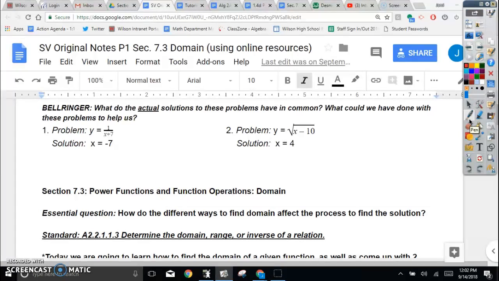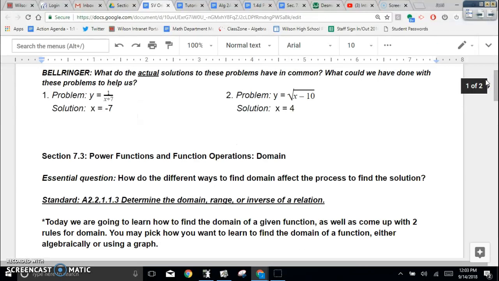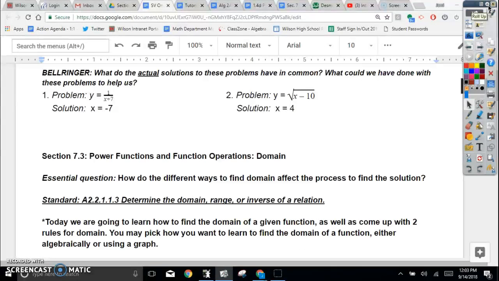What you're looking at is the 7.3 domain parts of your notes, which will be the first thing we're going to cover in 7.3. Before we get into that, let's start with the bell ringer. What they're asking us to do is, what do the actual solutions to these problems have in common? What could we have done with these problems to help us? So here's the problem, here's the solution.